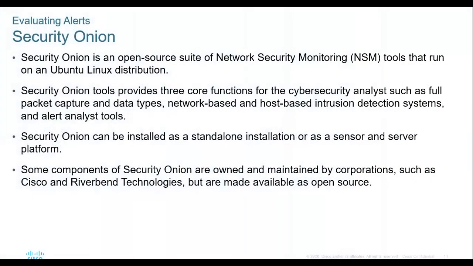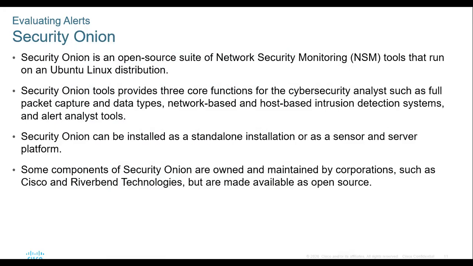Okay. So in this, we're trying to evaluate the alert by using a security suite, an open source suite called the Security Onion. So what's the Security Onion? The Security Onion is an open source suite of network security monitoring (NSM) tools that run on an Ubuntu Linux distribution. We've talked about Linux in one of our modules and the types of distros they have. Distro is another short form for distribution.